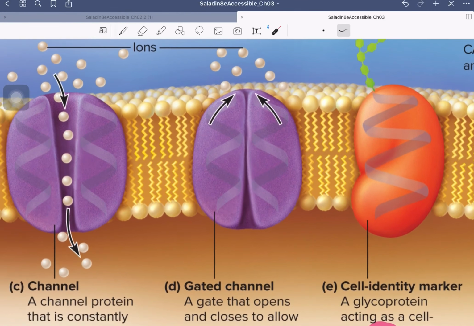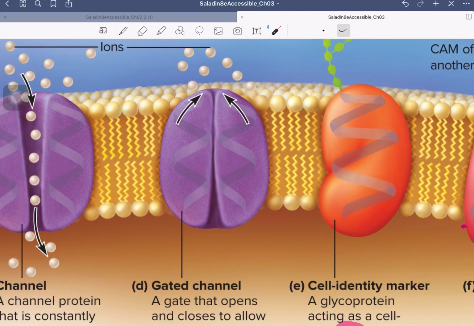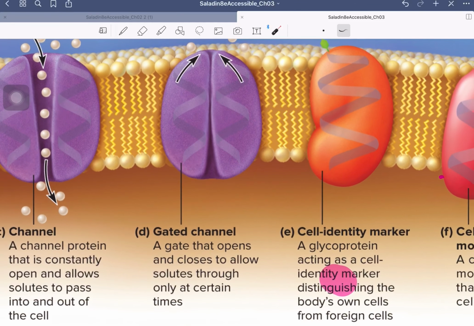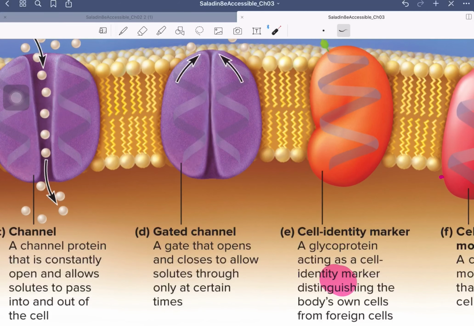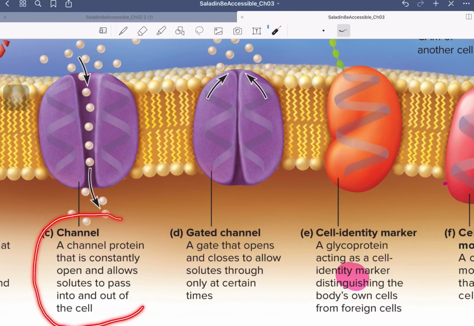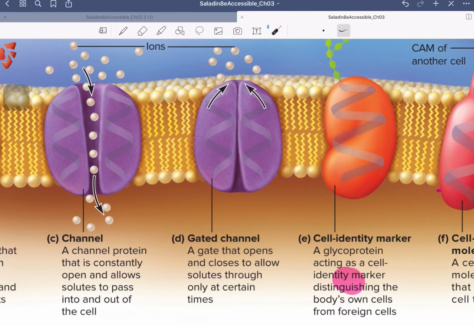Now, another one that looks very similar to the basic channel is a gated channel. And this is different because this one can open and close. So it opens and closes to allow solutes through. So you can see here it's in its closed state, but it can open and allow for the passage of solutes. But what this allows for is basically regulation as to when things come and go. And so it's not constantly open. The basic channel, the regular channel, is always open and allows things to come and go, but the gated channels are only open at certain times. And we'll see some examples of those as we go through the course.